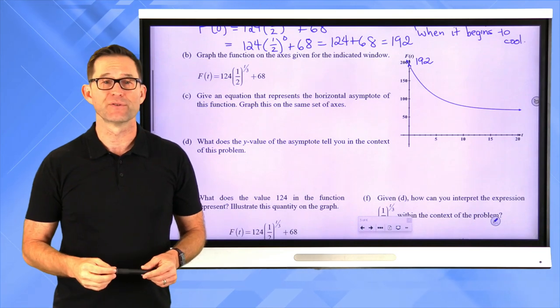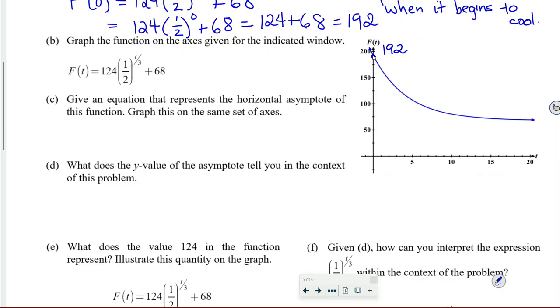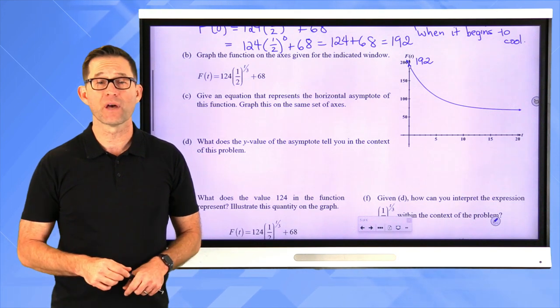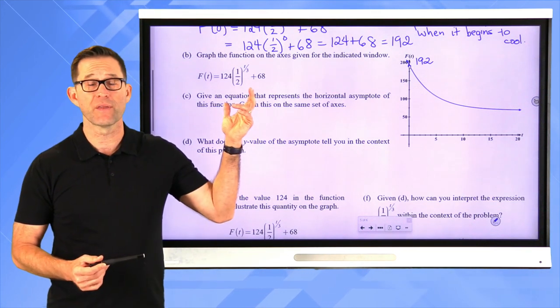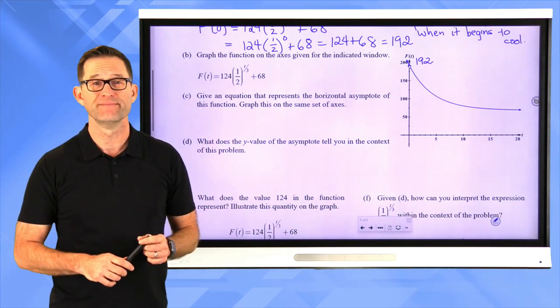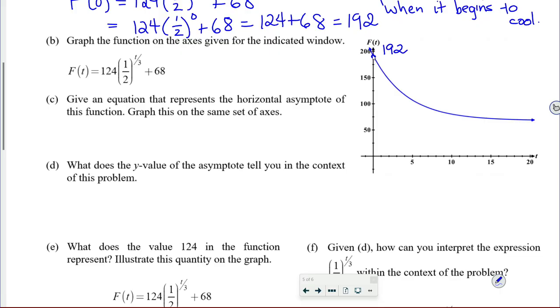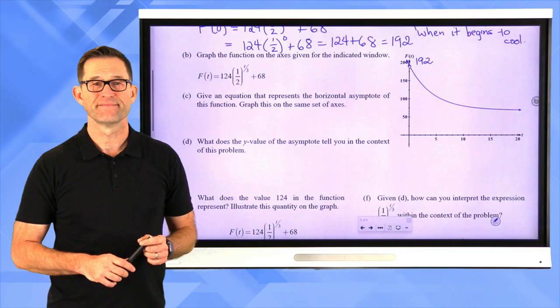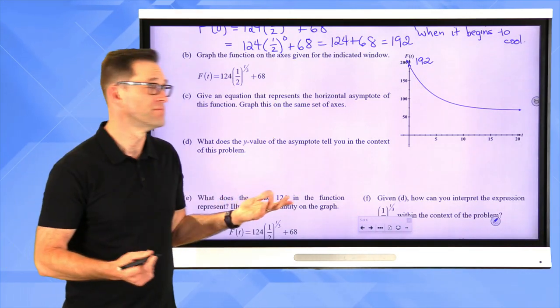Now let's take a look at letter C. Give an equation that represents the horizontal asymptote of this function. Graph this on the same set of axes. Okay, so what is the horizontal asymptote? You should be able to just look at this thing and say, it's y equals the following. Pause the video now. Well, it's y equals 68. There it is.